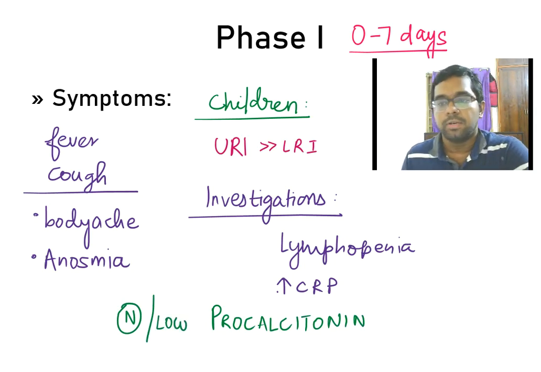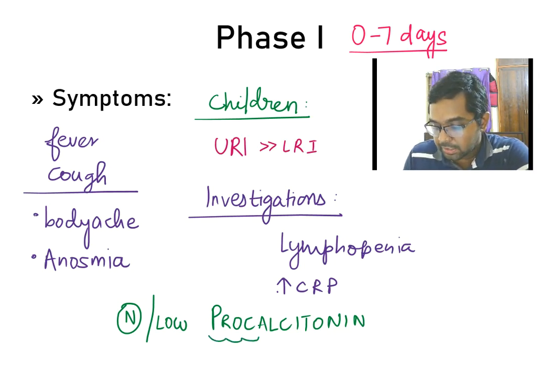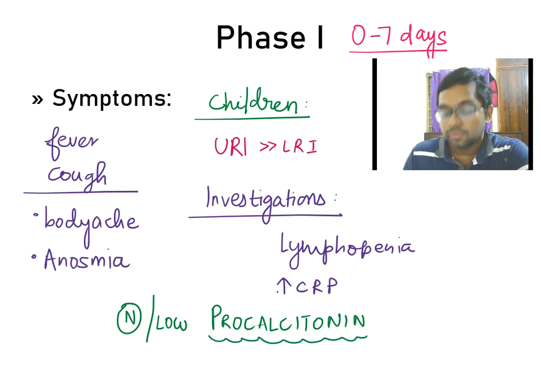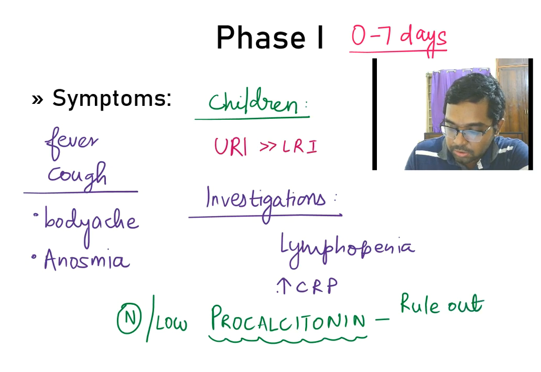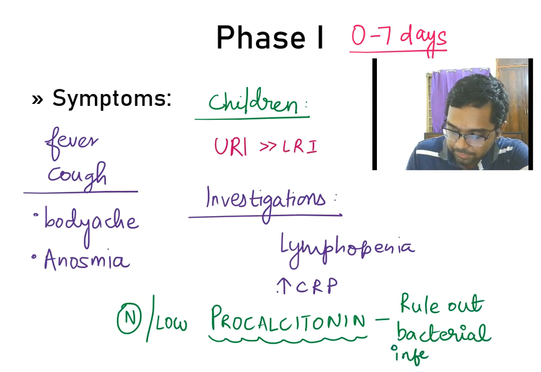Why should I know this point? Something is normal or low. Why should I know this? This is because low or normal levels of procalcitonin will help to rule out an associated bacterial infection.